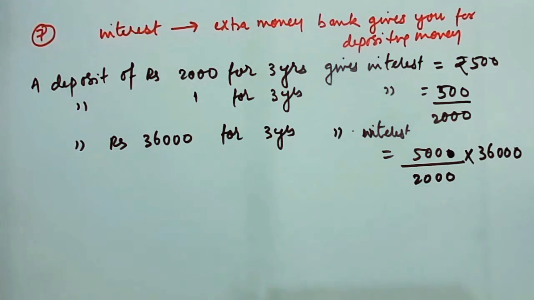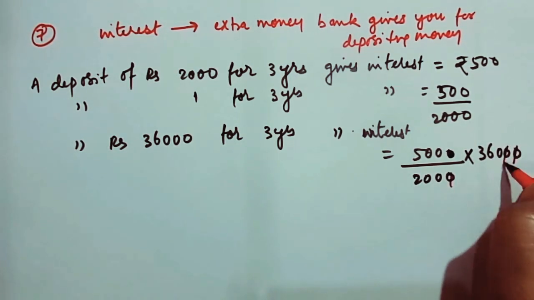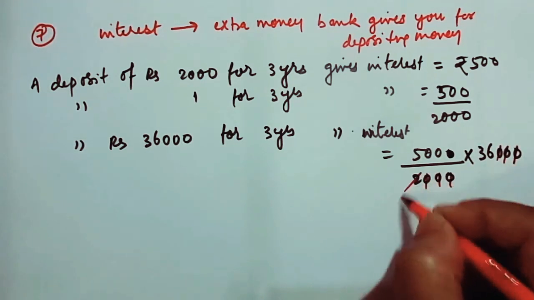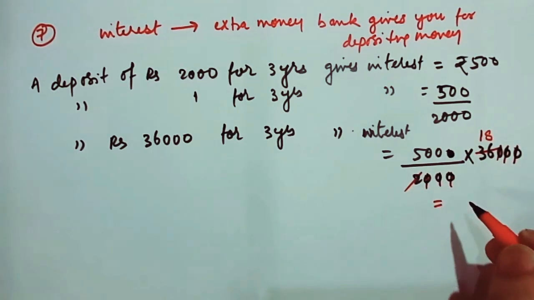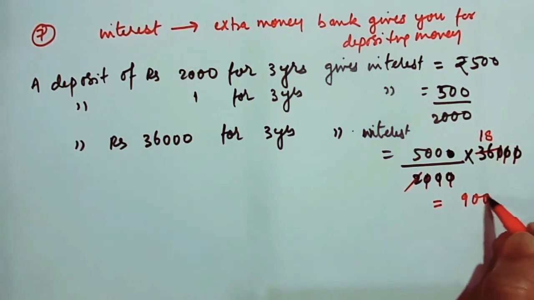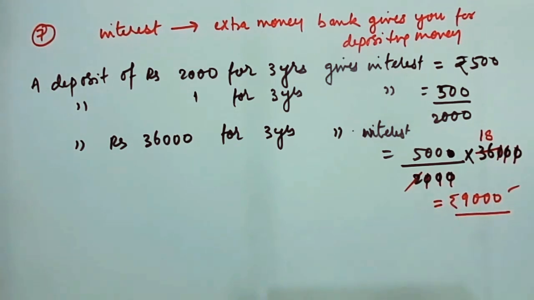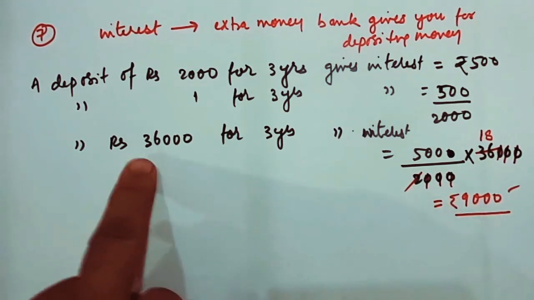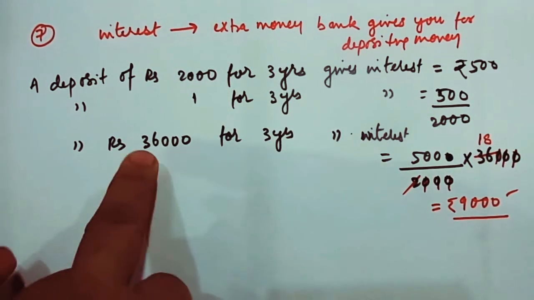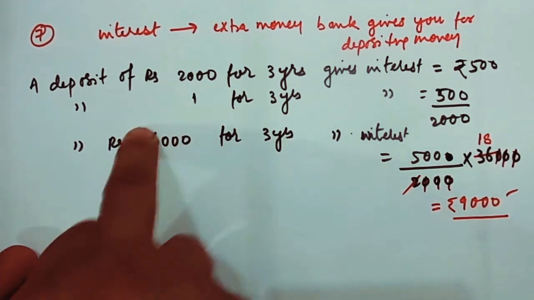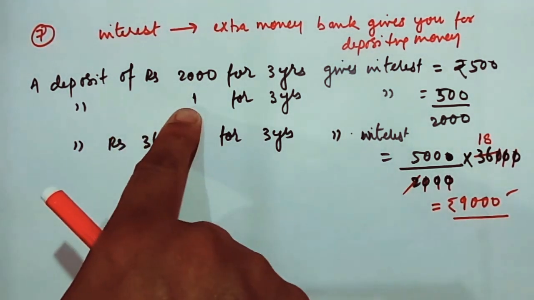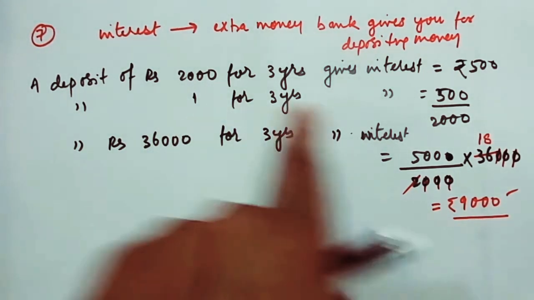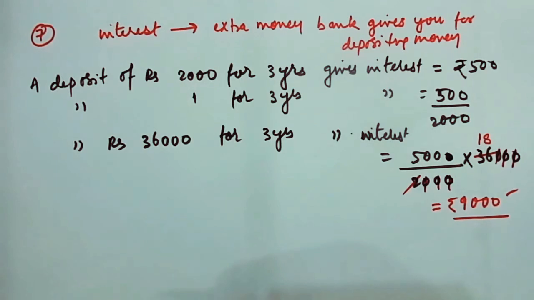36000. Let us cancel this 00. To how many times? How much will you get? 9,000 rupees as interest, because you can see this is direct variation. On the left hand side, the value increases, so naturally the interest will also increase. If on this side the value is less, then on this side also the value is less. So this is direct variation. Try to understand this. Okay, moving on to number 8.